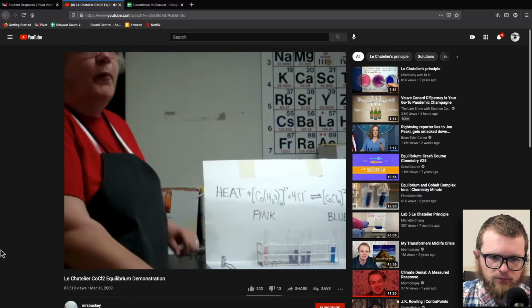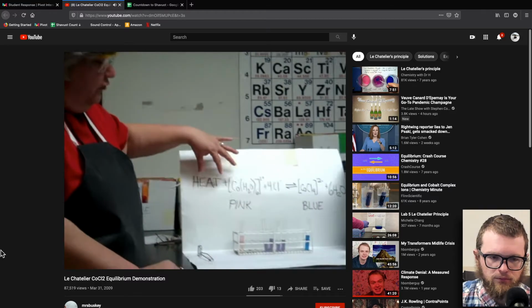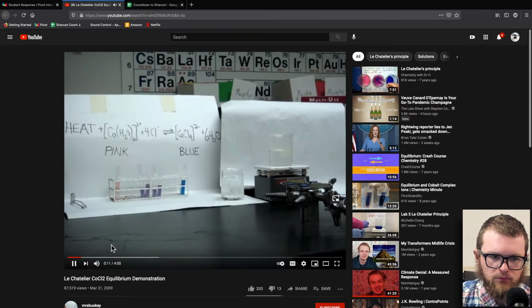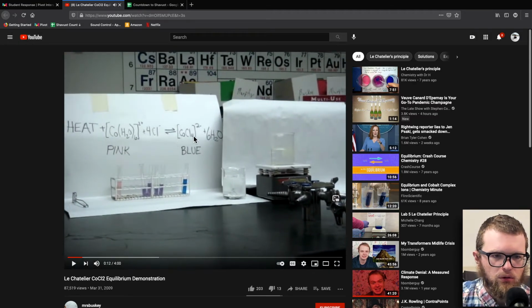And this stuff we're using, cobalt chloride, turns from pink to blue. And that's how you can tell what the shift is happening with the color. Ooh, look, there's a balanced reaction there. That might be helpful.